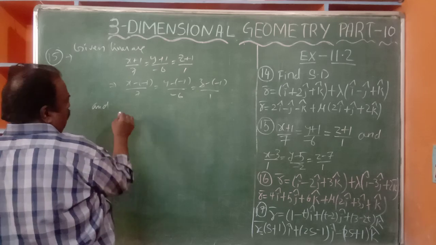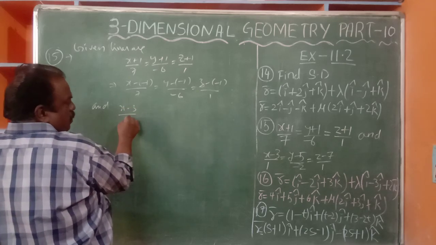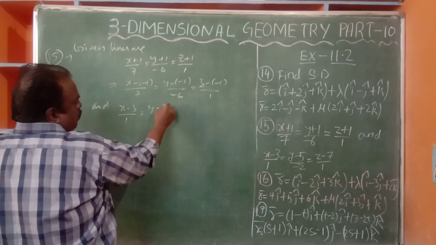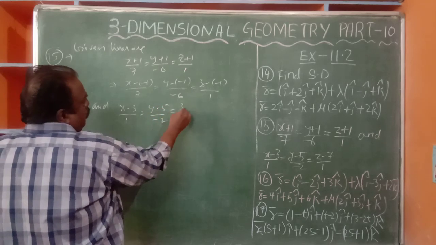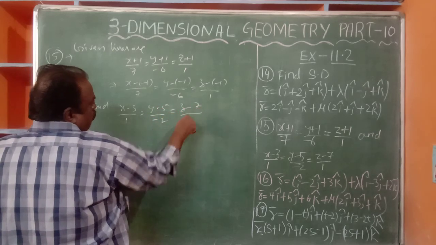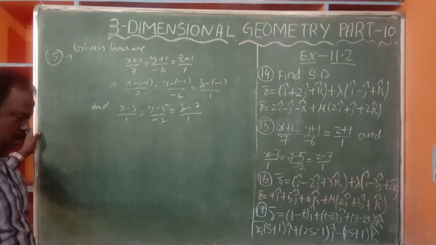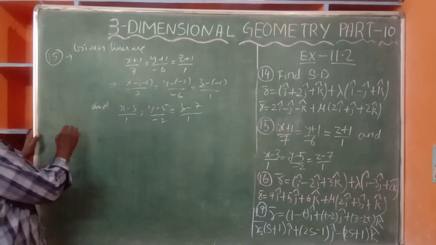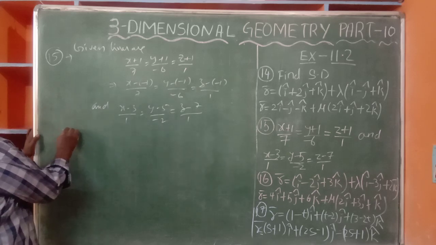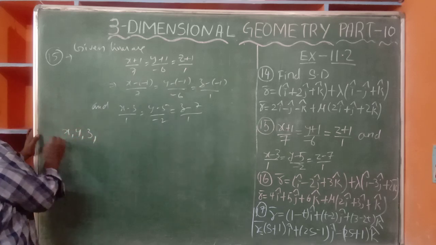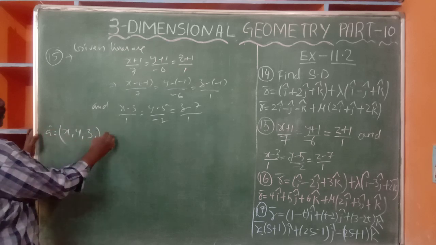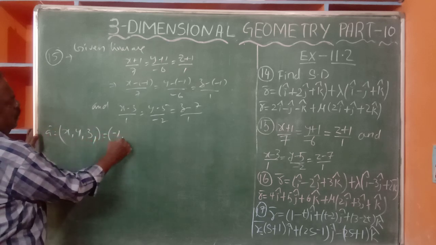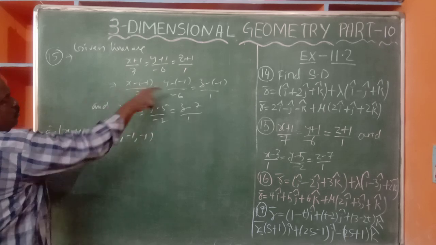And the second line is x minus 3 by 1, y minus 5 by minus 2, z minus 7 by 1. Already we solved a problem, a formula in the previous concept video. You see, here x1, y1, z1, that is A bar, is minus 1, minus 1, minus 1 in the first equation.